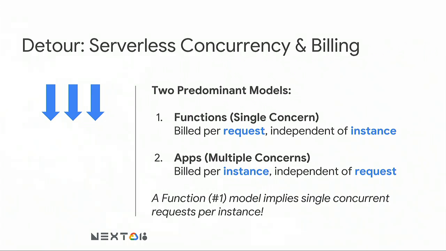An app, conversely, you pay for the life cycle of the instance independent of the request. This is a fundamental difference in the model, and the reason I have the slide here is just to make this clear. An app will deal with many concurrent requests because it doesn't affect the billing at all. The only thing that affects the billing is the life cycle of that instance, and that instance will stay alive as long as it's serving requests.